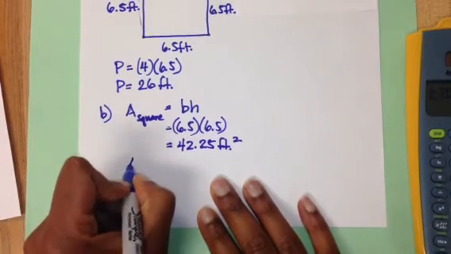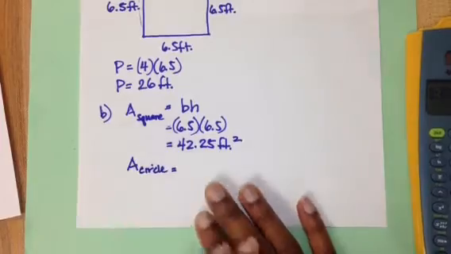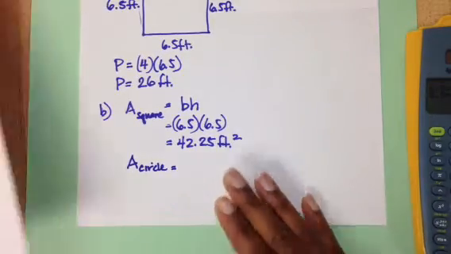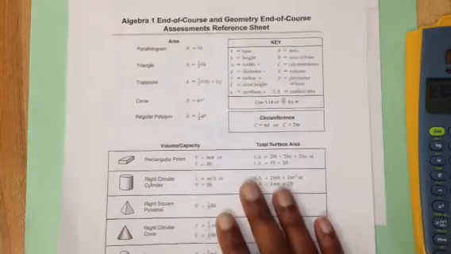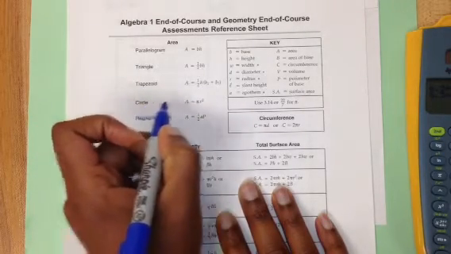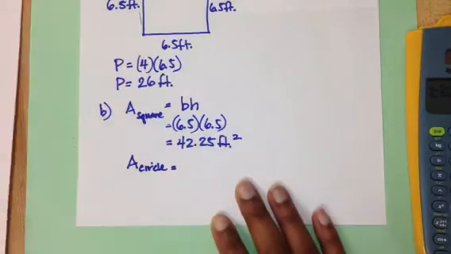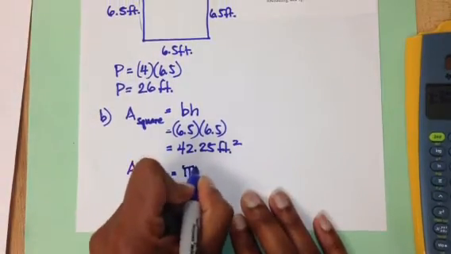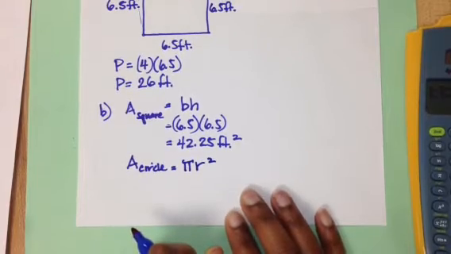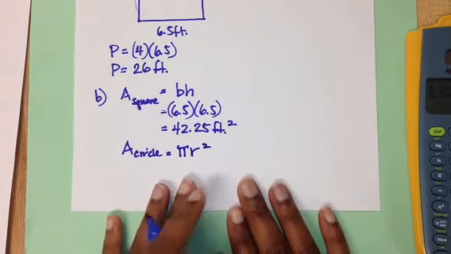So we know our spa is in the shape of a circle, so we have to find the area of a circle. Now if you don't remember the area of a circle, you can quickly go to your reference sheet and reference it there. So under circle we have A equals pi r squared. So pi r squared is our formula for a circle. So we're going to go ahead and plug it in.